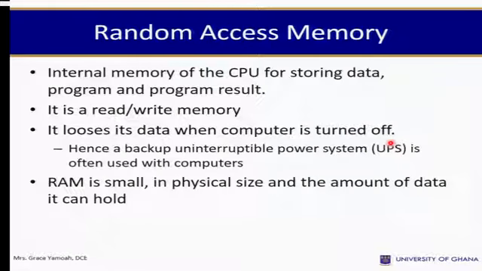Random access memory: internal memory of the CPU for storing data, programs, and program results. It is a read-write memory. It loses its data when the computer is turned off. Hence, a backup uninterruptible power supply is often used with computers. RAM is small in physical size and in the amount of data it can hold as compared to secondary storage.